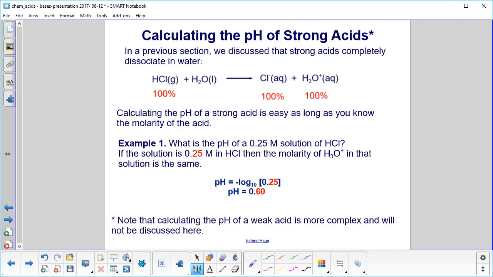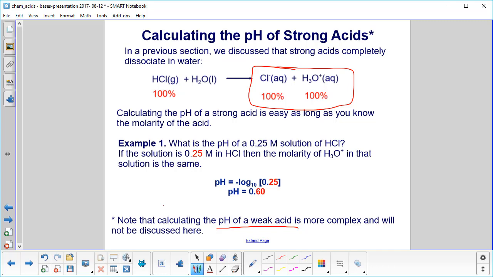Let's calculate the pH of a strong acid. And by the way, calculating the pH of a weak acid is much more complex, and we're not going to do that. Previously, we talked about strong acids completely dissociating in water. So it goes over to 100% of the chloride ion and the hydronium ion. Calculating the pH of a strong acid is easy as long as you know the molarity of the acid.